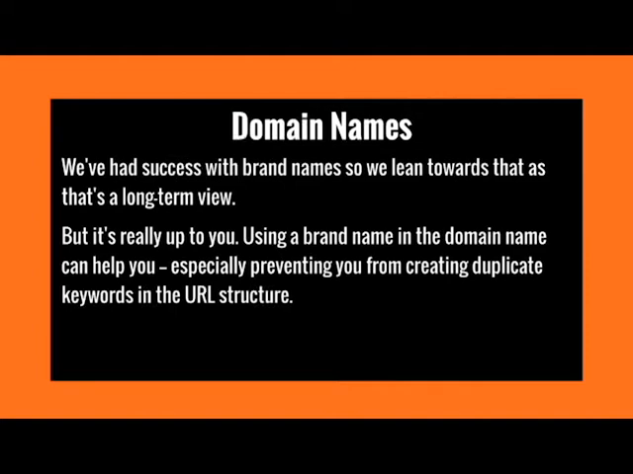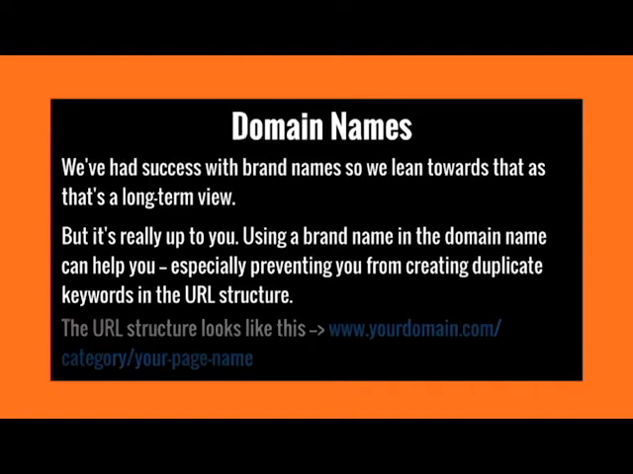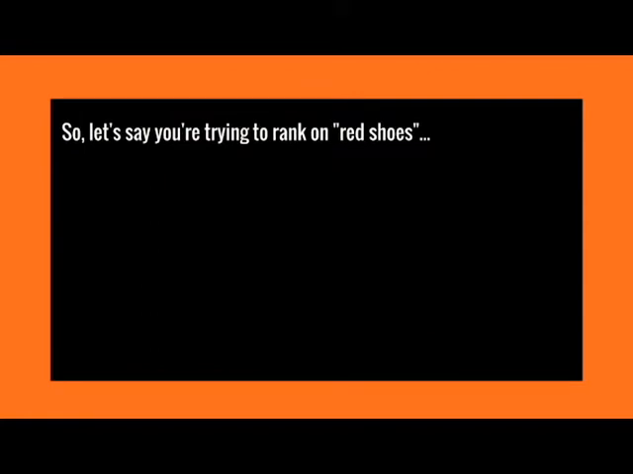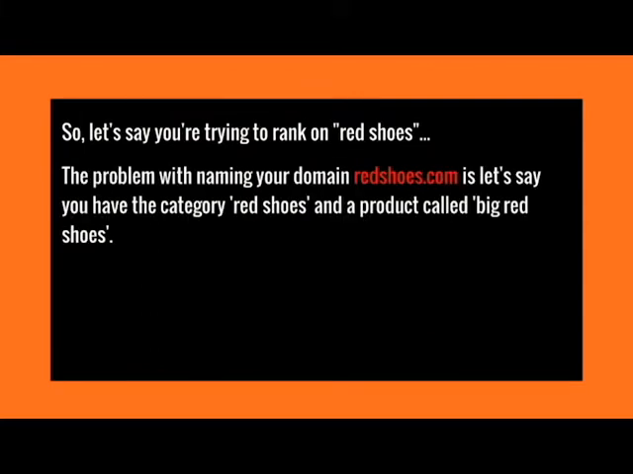So, for example, the URL structure normally looks like this: www.yourdomain.com/category/yourpage. And that your page thing could be anything, depending on how you go about naming that. And I'll show you this in a minute in WordPress. Now, we're just talking about the basic fundamentals. So, let's say for example that you're trying to rank on keyword red shoes. The problem with naming your domain name redshoes.com is this.